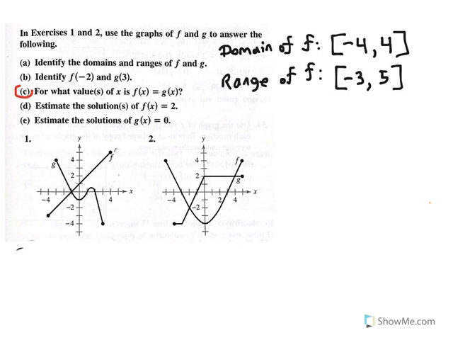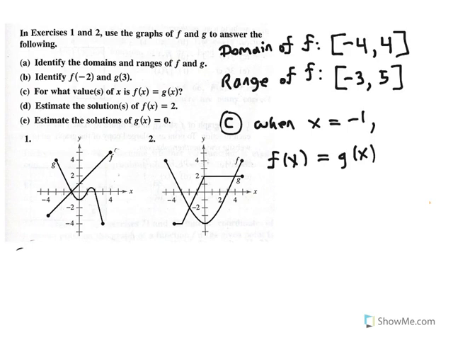Now we look at part C. It says, for what values of x is f of x equal to g of x? In other words, for what x values will the outputs from the two functions be equal? The output values are the y values. And you can see that the two functions will have the same y value where the two graphs intersect. So for what x will the y coordinates be equal? When x is equal to -1, both functions will have outputs of 0, as we can see from the graph.